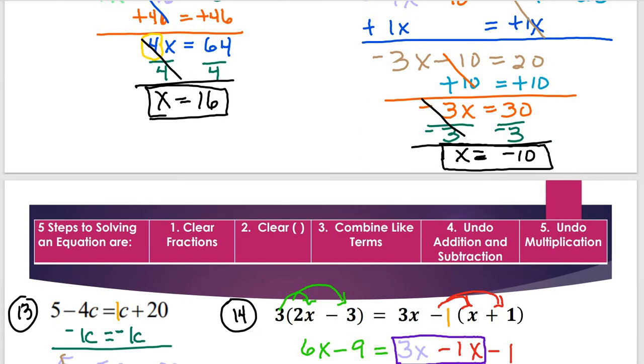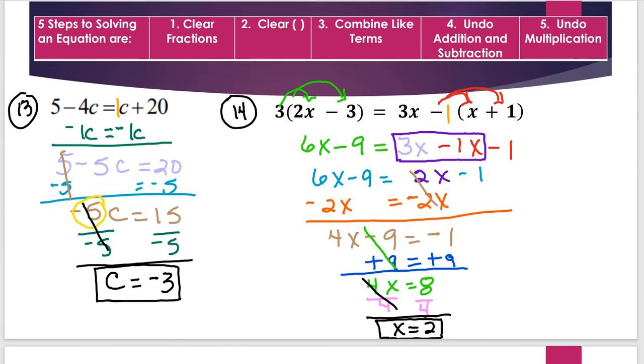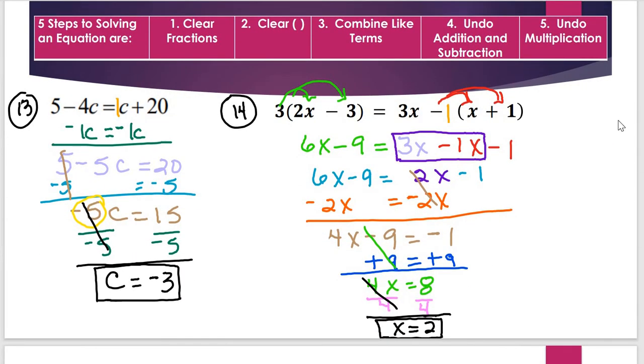Now, let's look at some more problems. So when I look at some more problems, look at number 13 right here. You're going to undo addition, subtraction, because there's no fractions, there's no parentheses. We don't combine like terms, so we go directly to number 4. And when we undo addition, subtraction, we're going to come out with this. And then we're still undoing addition, subtraction, and you come out to this part right here in the brown. So now you're going to undo multiplication. So you're going to divide both sides by a negative 3, a negative 5, and you'll come up with the answer of a negative 3. Substitute negative 3 back in here, and they should equal.